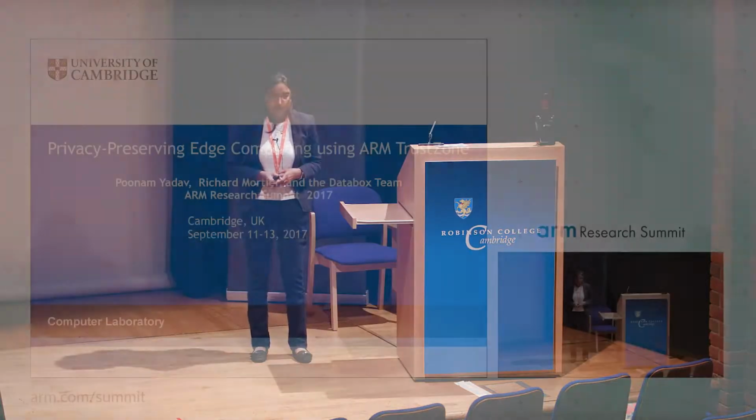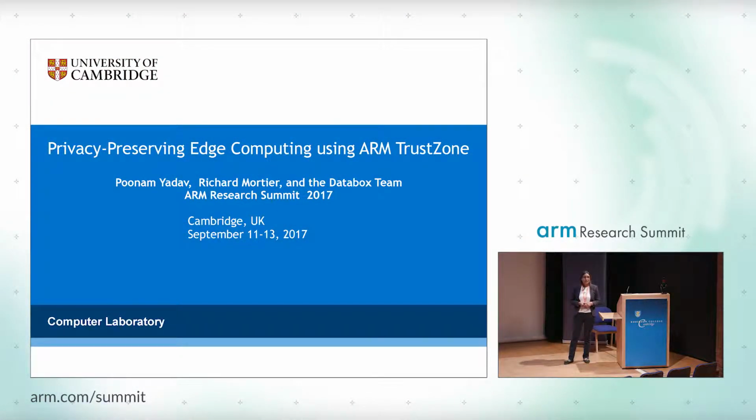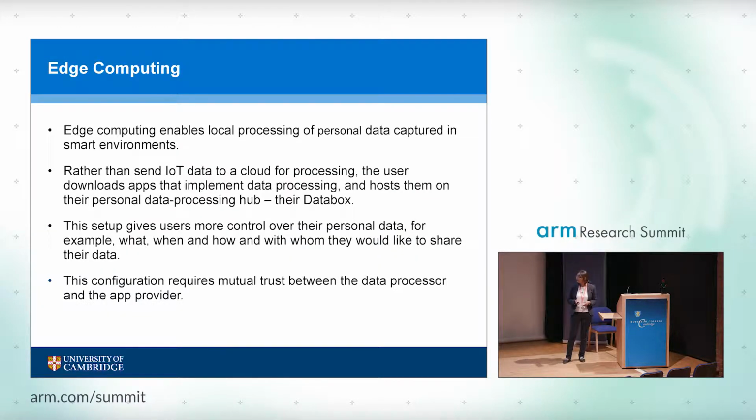In today's presentation, I'm speaking about how we can enable privacy-preserving edge computing using TrustZone. I have structured my talk into two parts. In the first part, I'm giving an overview of what edge computing is and a Databox platform which we have been working on for the last year. In the second part, I will be focusing on what TrustZone is and how we can make use of TrustZone in Databox. So let's start with what edge computing is.